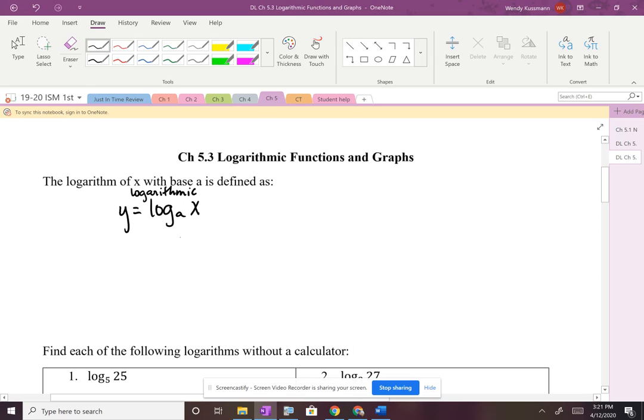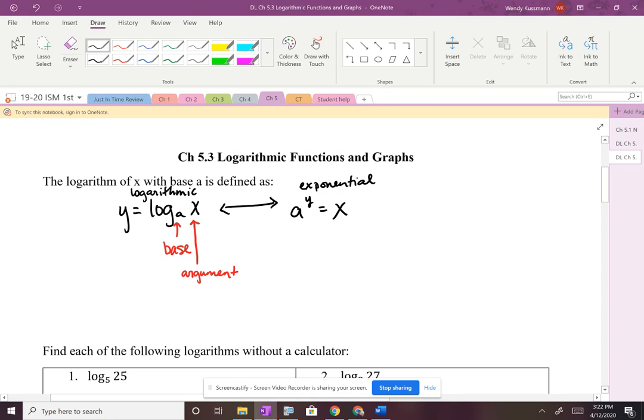Let's label a couple of things. The a is what's called our base. It is a subscript, and it's the same thing as the base of the exponential function. x is called the argument. Now, this logarithmic function is equivalent to an exponential function. It says that the base, a, to the power, which is going to be y, equals the argument x.